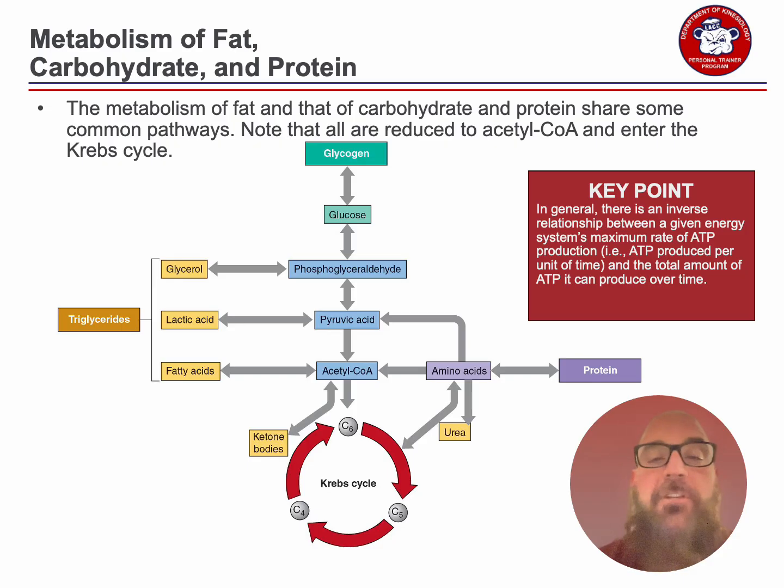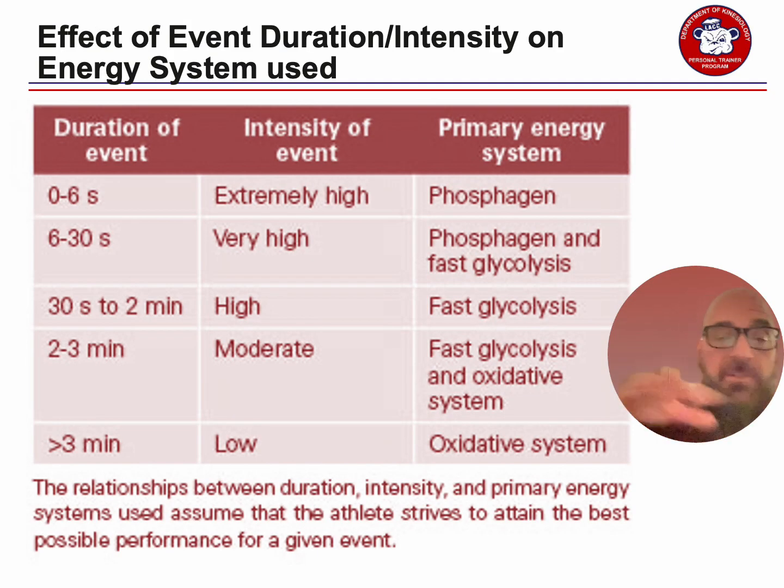So there's an inverse relationship between the energy system's maximum rate of ATP production and its capacity. If it can produce more ATP, and we'll look at this in a second, it takes longer to do it. If it can produce a low amount of ATP, it will be fast. And then there's going to be a middle level.